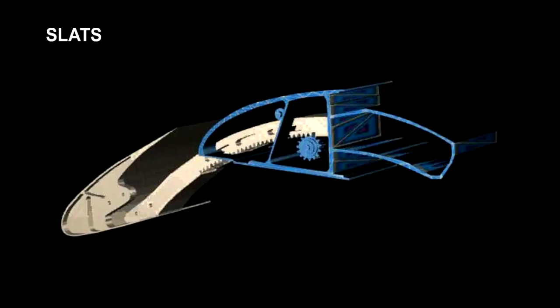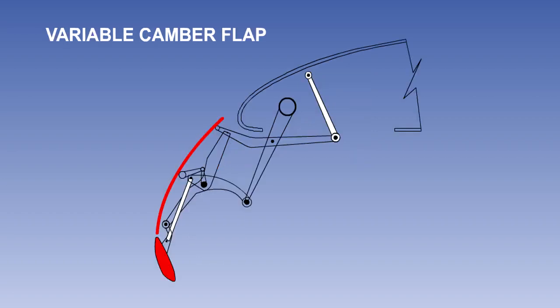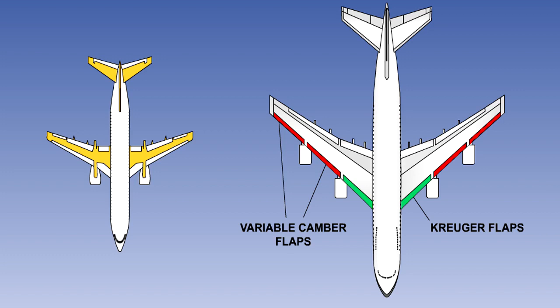Wing leading edge devices may consist of slats, Kruger leading edge flaps, or variable camber leading edge flaps, or some combination of these. The Boeing 747, for instance, uses Kruger flaps on the inboard section of the wing leading edges and variable camber flaps for the outboard, while the Boeing 737 has inboard leading edge Kruger flaps and outboard slats.